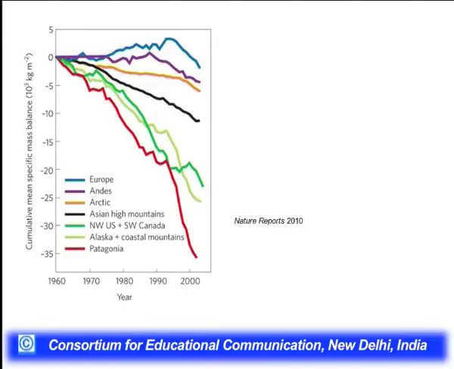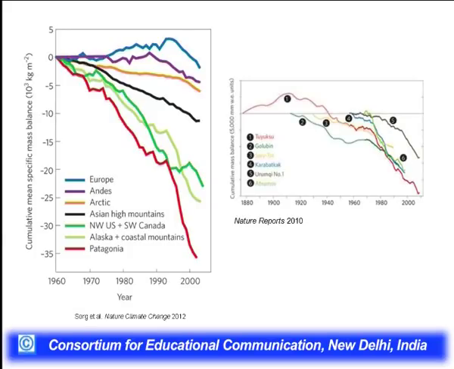Here I would like to put before you the situation of different mountains of the world, and particularly I would like to mention Europe, Andes, Arctic, Asian high mountains, Northwest United States and Southwest Canada, Alaska coastal mountain, and Patagonia, and you can see how the glacier mass balance is gradually decreasing from 1960 to 2000. So certainly here one can see a close connection and linkages between climate change and glacier retreat or the changing nature of glaciers. I am also putting another data and diagram coming from a very famous Nature report.